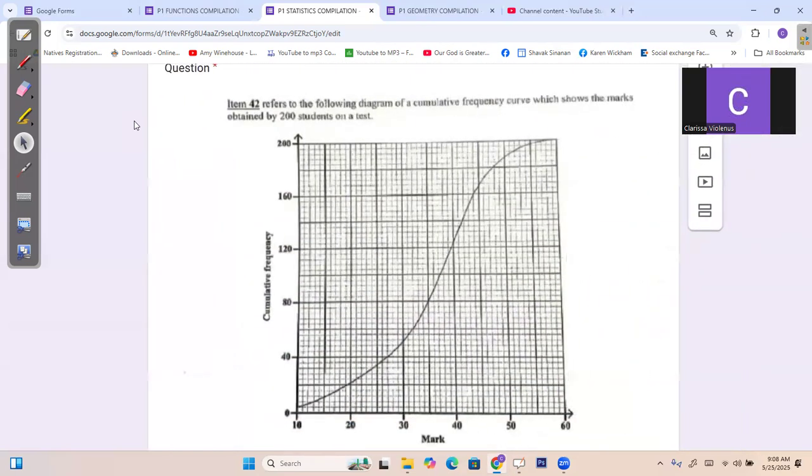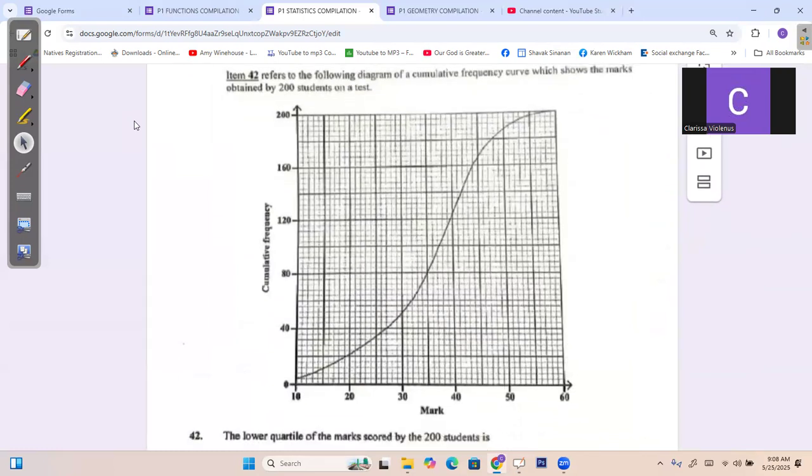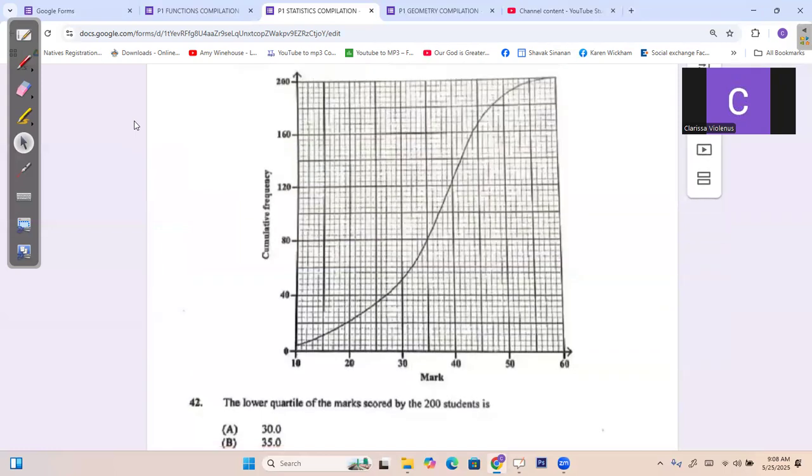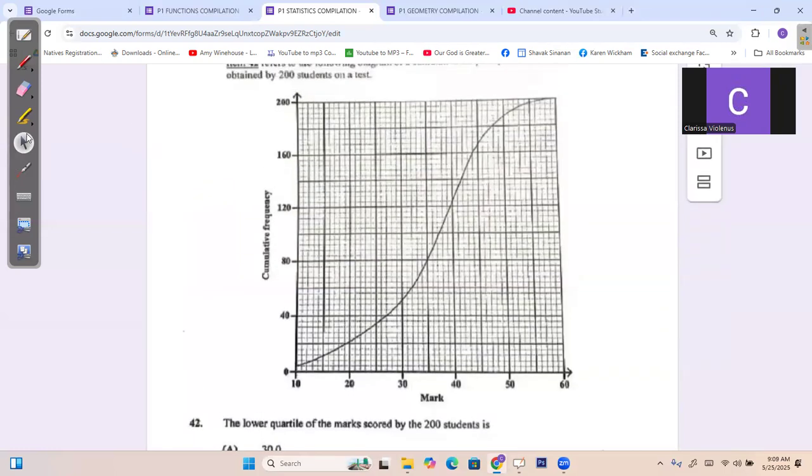All right, we have a cumulative frequency curve here. It says the lower quartile is marked. So the lower quartile will be the lower quarter. First things first, we're going to find the median. The median is 100. Where is 100? 100 is here. And half of 100 is 50. So we just have to find 50.